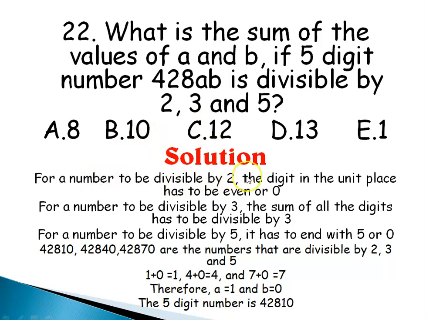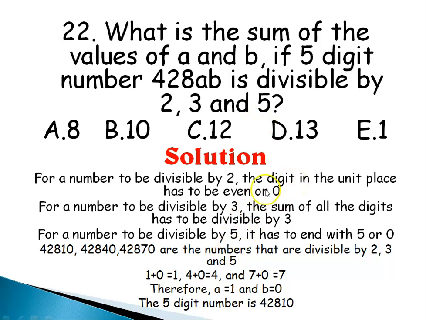It says for a number to be divisible by 2, the digit in the unit place has to be even or 0. For a number to be divisible by 3, the sum of all the digits has to be divisible by 3. That means by the time I have the 1, 2, 3, 4, 5 digits together, the sum must be divisible by 3 if this number has to be divisible by 3. Then for a number to be divisible by 5, it has to end with 5 or 0. That means this B has to be 5 or 0 if this number must be divisible by 5.